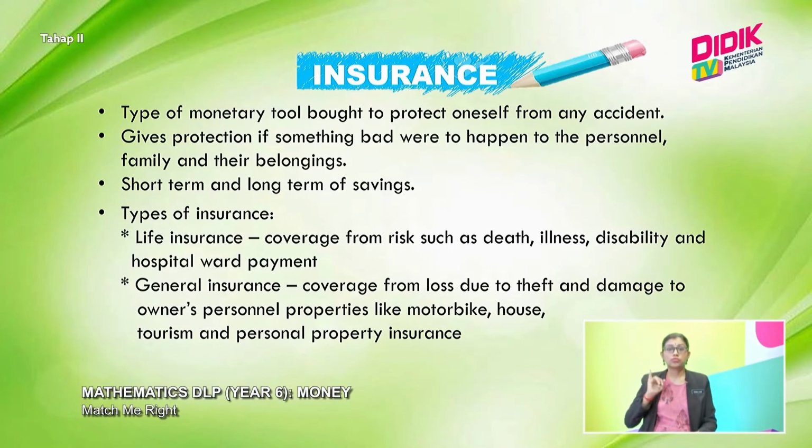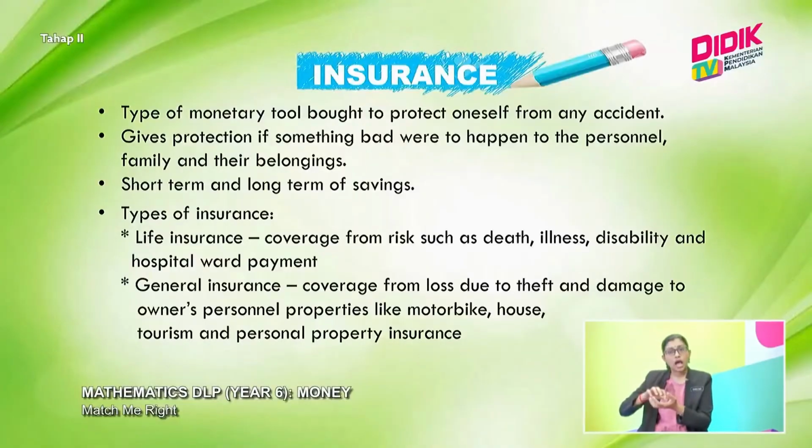For further explanation, insurance is a type of monetary tool bought to protect oneself from any accident, and also gives protection if something bad were to happen to the person, like what? Incidents like accidents or sickness, not only for the person but also for the family and their belongings, that means their goods. It could be short term and long term savings. Types of insurance we have two: life insurance and general insurance. General insurance covers properties like motorbike, house, tourism, and personal properties. Do you understand?